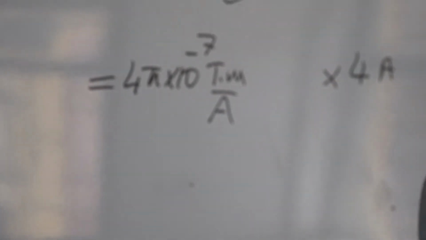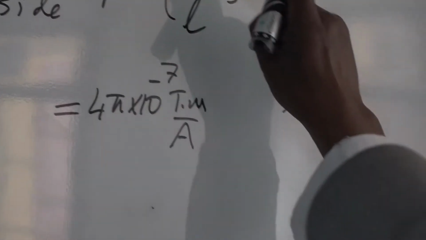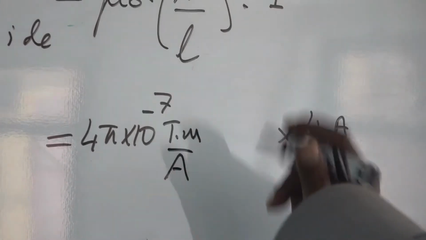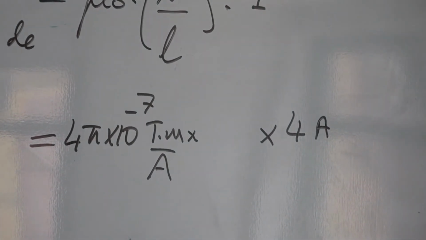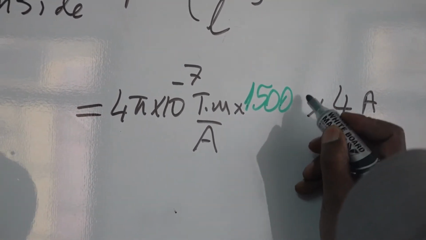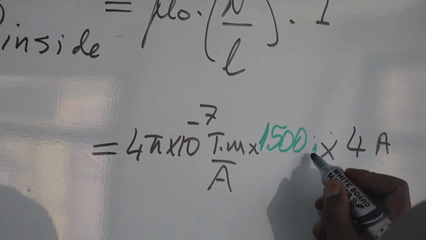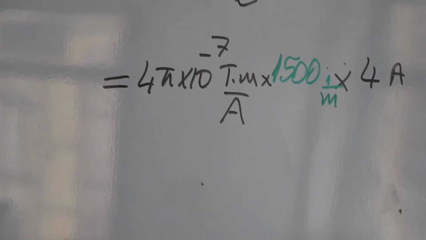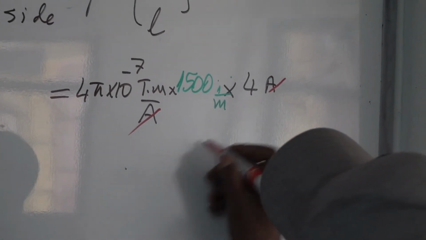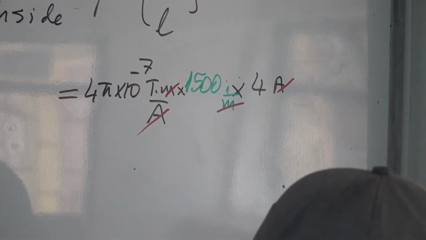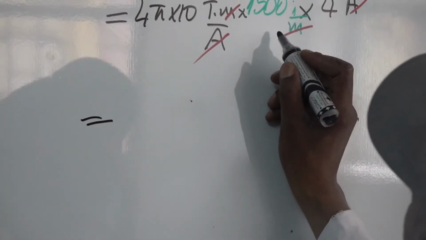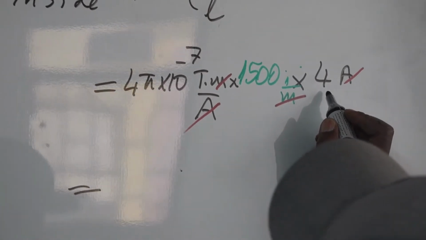How about N over L? The unit of N is the number of turns. The unit of L is length, meter, SI unit. So you're given N over L is equal to 1,500 turns, which is not an actual unit, per meter. That's what you have to write down. N over L is 1,500 per meter. So you can see that ampere cancels ampere, meter cancels meter. So the magnetic field inside the solenoid is then equal to 4 pi times 1,500 times 4 times 10 to the power of minus 7.